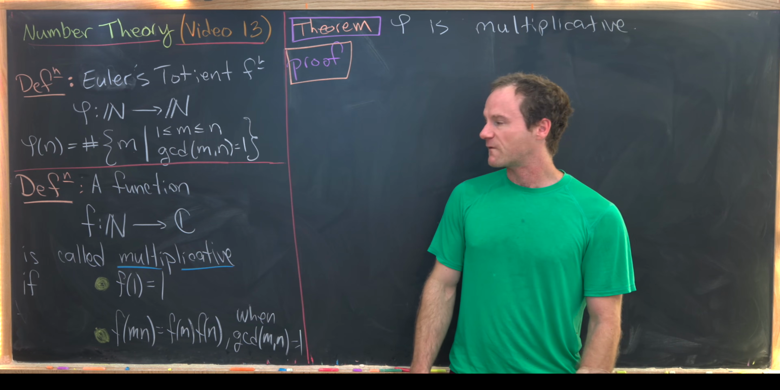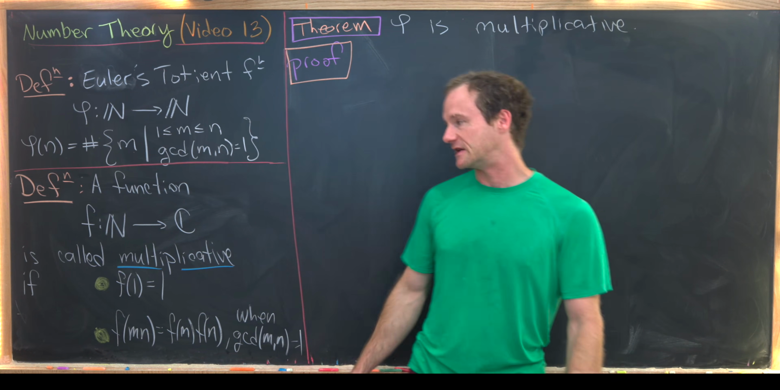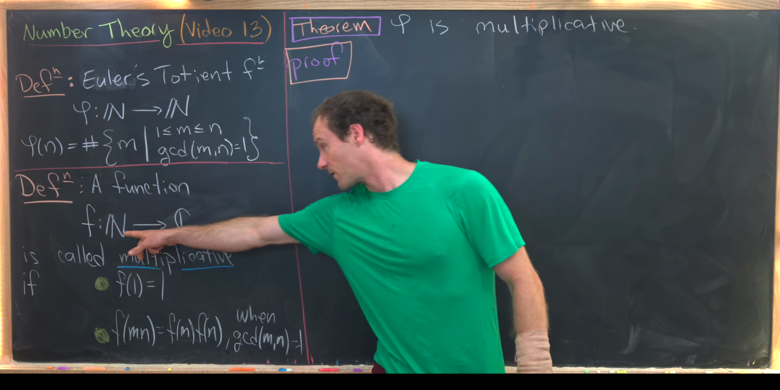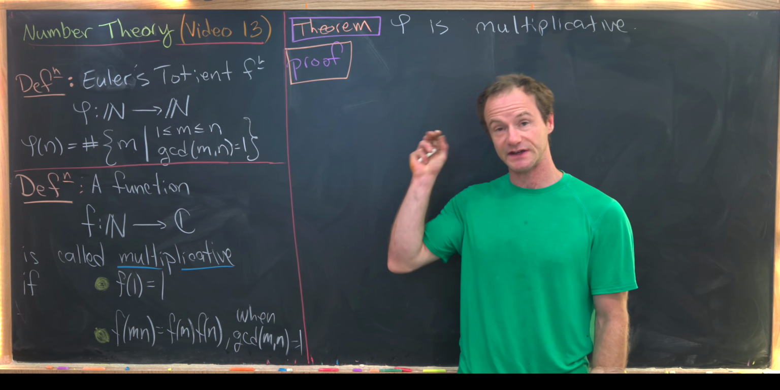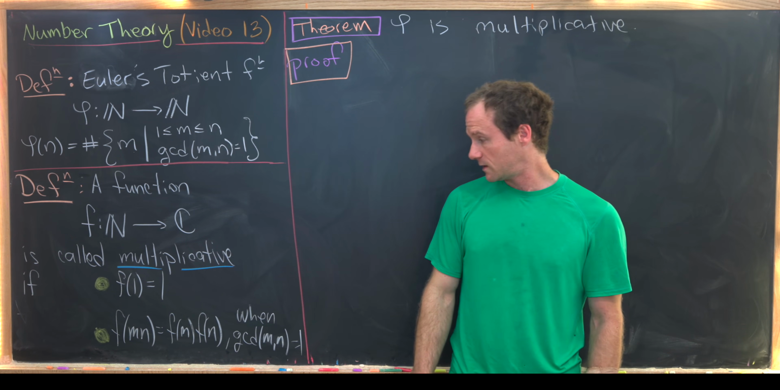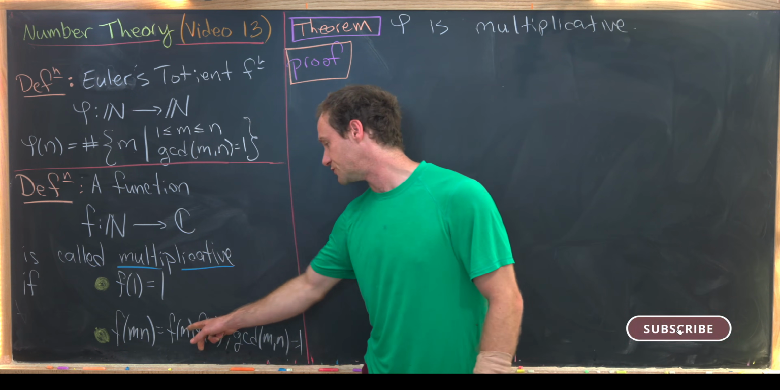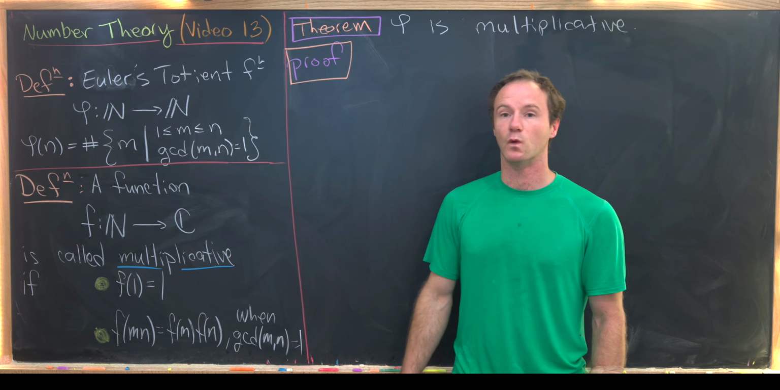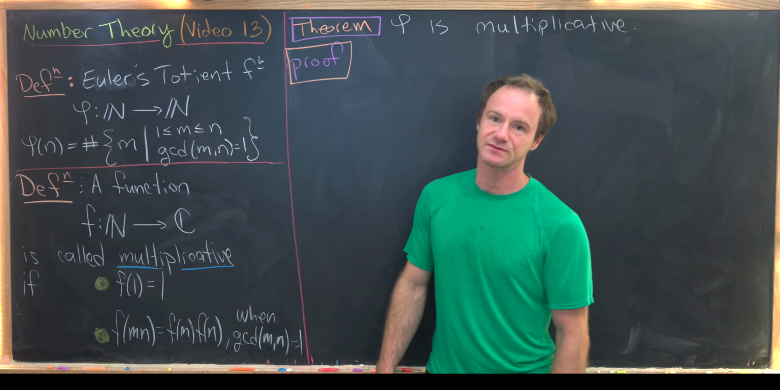Okay, so the first thing that we want to prove is that phi is indeed something called a multiplicative function, but let's look at the definition of that first. A function f from natural numbers to complex numbers is called multiplicative if it satisfies two conditions. The first is that f evaluated at 1 is 1, and the second is that f evaluated at m times n is equal to f of m times f of n when the GCD of m and n is 1. So if the GCD is not 1, then all bets are off. You may not have this property.